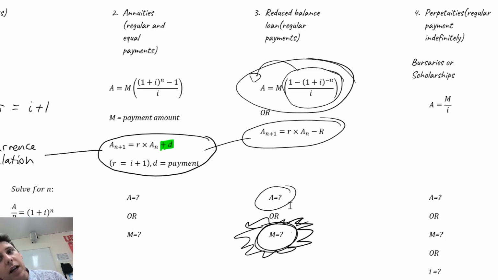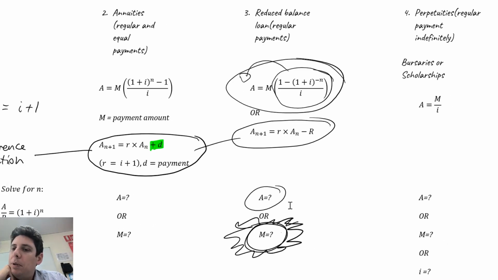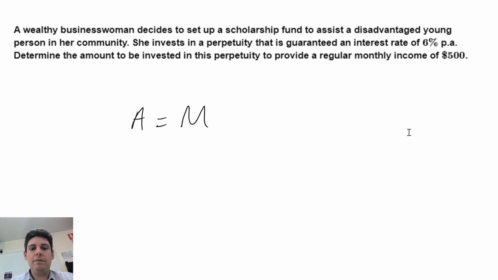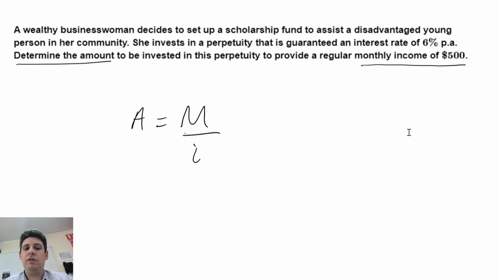We've only got 2 more topics left. The next one is called perpetuities, and these are regular payments indefinitely. So an example of this is bursaries or scholarships. So you could have someone like this who wants to set up a scholarship fund. And so this is a very simple one, very simple formula. She's investing a perpetuity, so indefinite investment. So she wants to determine the amount if she invests a regular payment of $500.